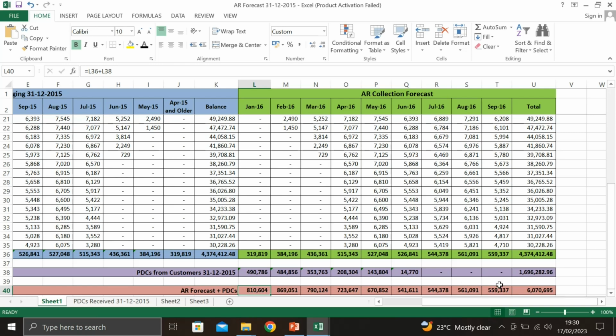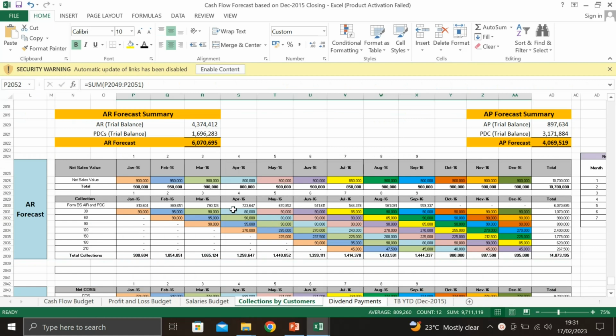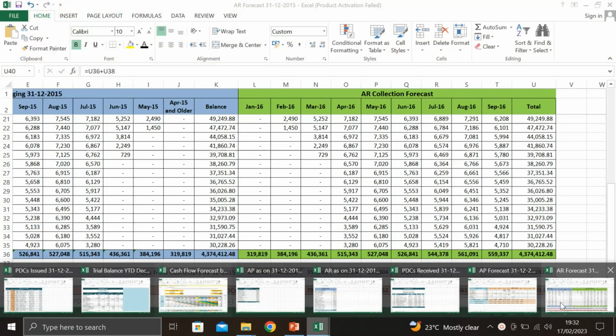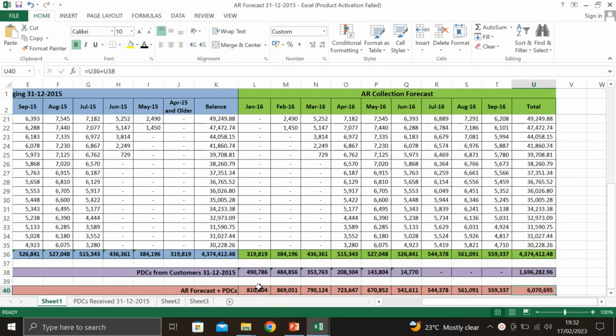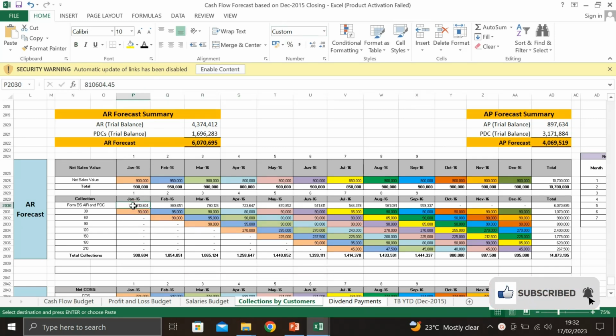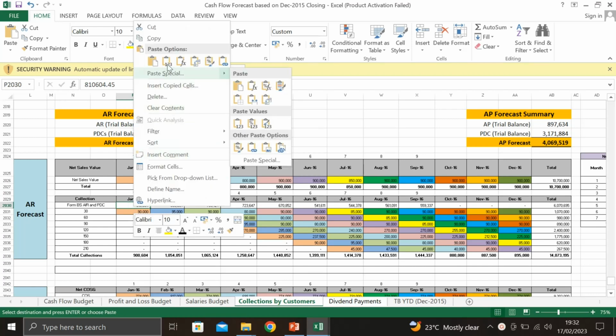For our collections, after that, in the next step for the collections forecast from the customers, we will copy this figure, Control C, and we will come to this cash flow forecast working sheet, and here in this sheet we will paste this, paste special, values.